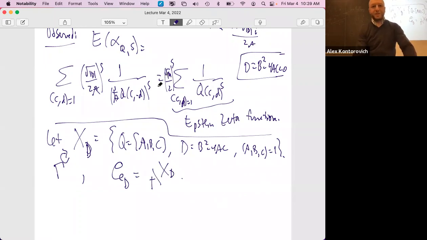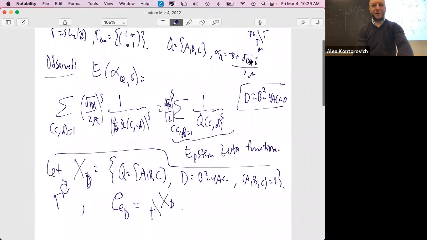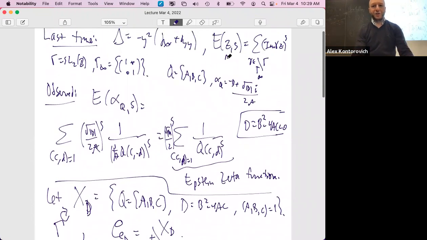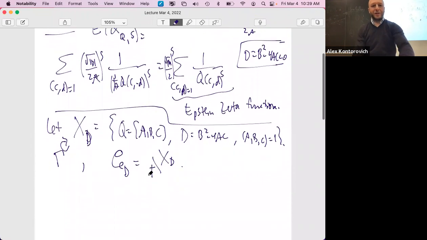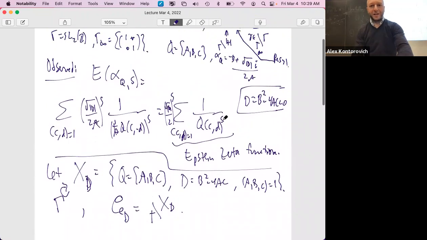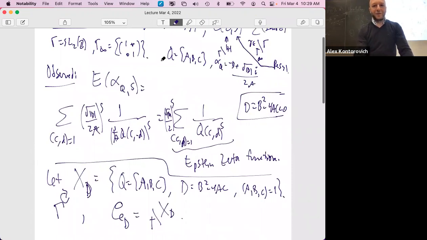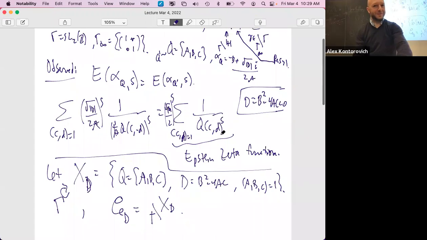We also observed that since the Eisenstein series is a function on H mod gamma, it's gamma invariant in the z variable. Here s is a complex number, and as defined, this only converges if the real part of s is bigger than 1. So the point is, if Q is equivalent to some Q prime, then the Eisenstein series takes the same values at alpha Q as at alpha Q prime. So far, so good.